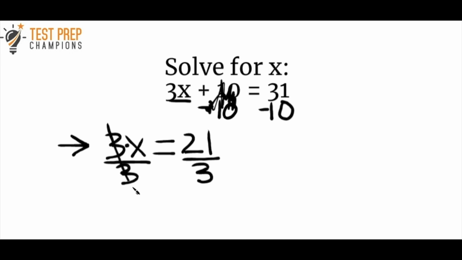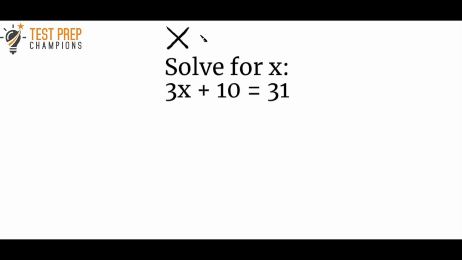3 divided by 3 is 1. 1 times x is just x. 21 divided by 3 is 7. So the answer is just 7. So the answer is x equals 7. Okay, so we just found that x equals 7.